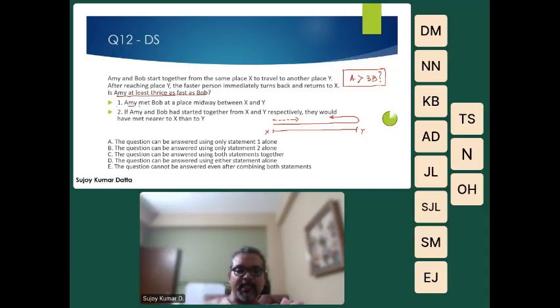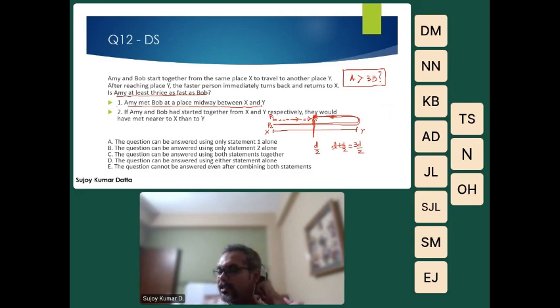First statement says A meets B at a place midway between X and Y. That means when they were going, one guy is going and the other has come back, and they are meeting exactly halfway. Whoever this person is, let's call that P1, the first person, and P2, the second person. P1 has covered half of the total distance, d by 2, but P2 has covered d plus d by 2, that is 3d over 2.